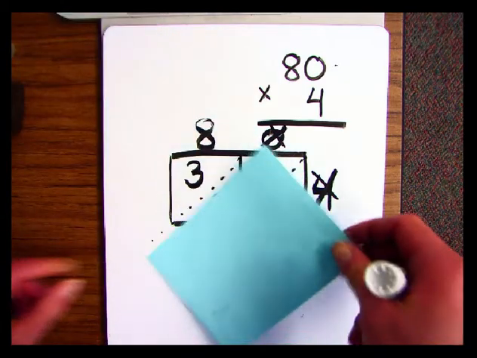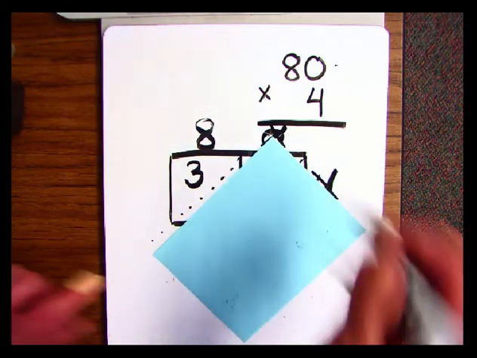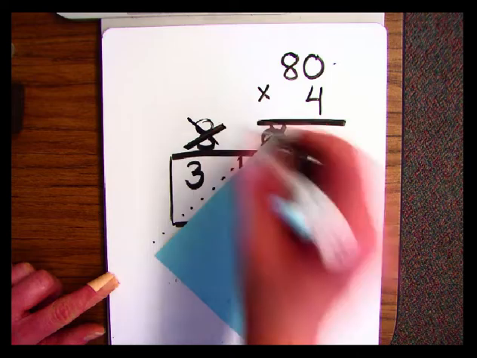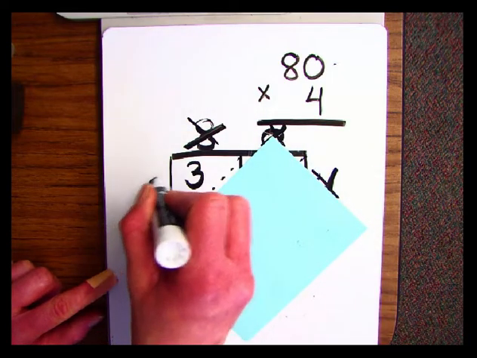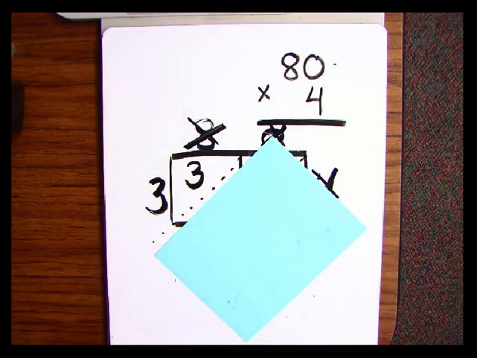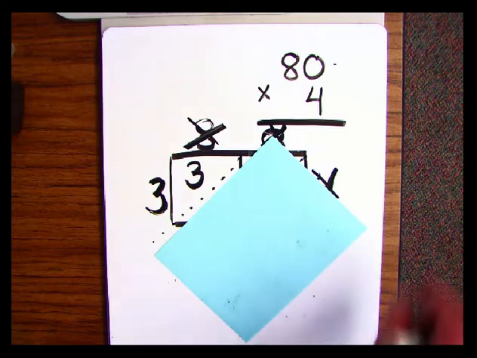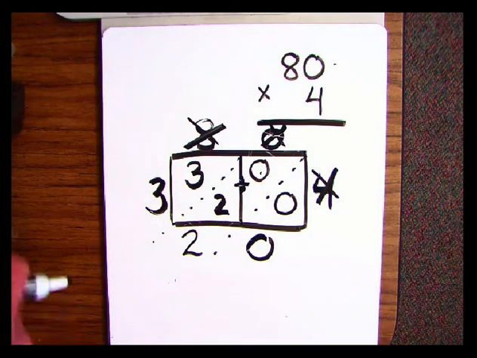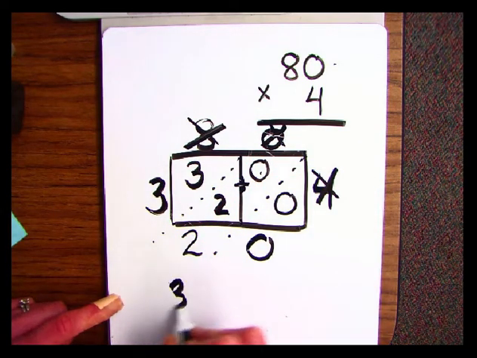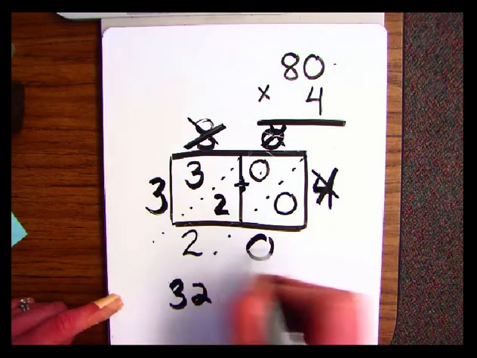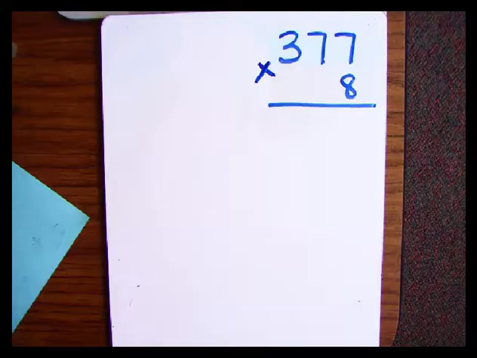Last diagonal we have to add here. Just the 3. I'm going to cross my 8 off so I don't confuse myself. I'm going to bring my 3 down because that's the only digit that I'm adding. So my answer would be 320. Let's try a bit of a harder one.